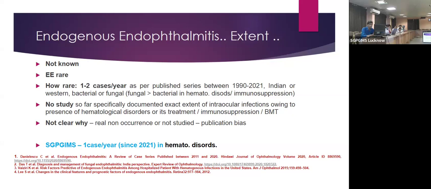So the rarity may be because of publication bias also, since visual recovery in most cases does not happen and visual prognosis is poor. So this is also a discouragement. People don't publish these cases frequently. But anyway, these cases are very rare, and that's a good thing for the patient. And in our experience, since 2021 we have received 1 case per year, all 3 in hematological disorders. And all three have been treated and are doing well. I am going to discuss them with you.